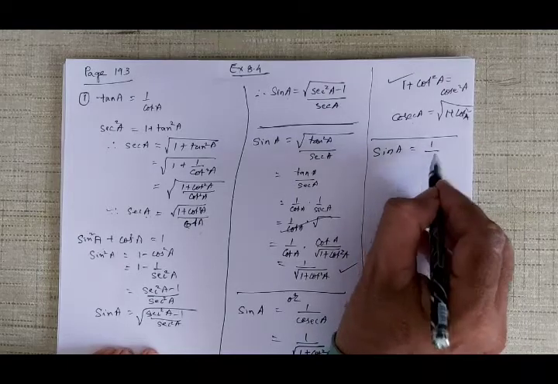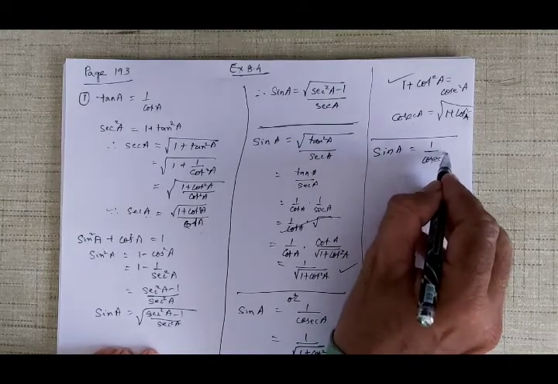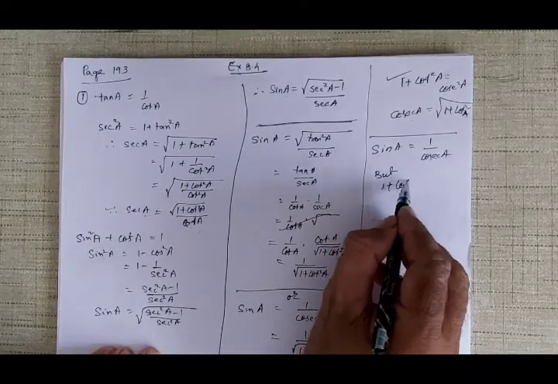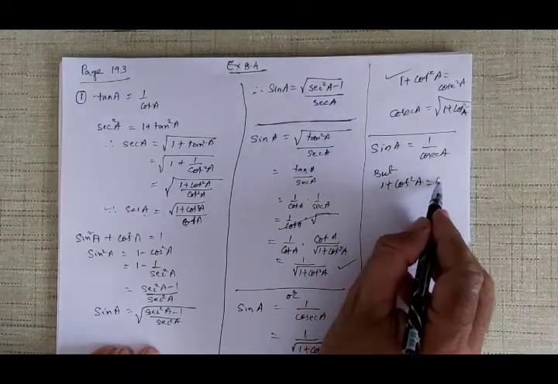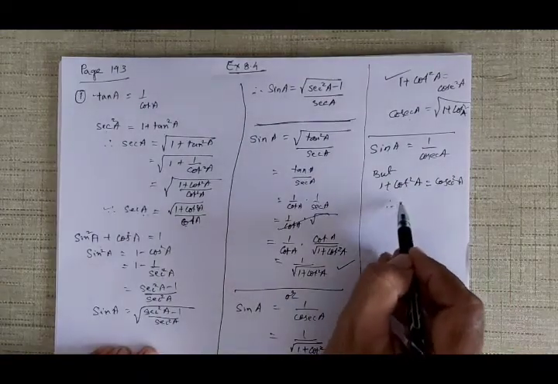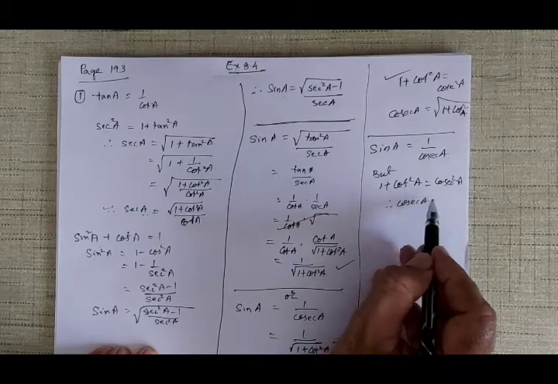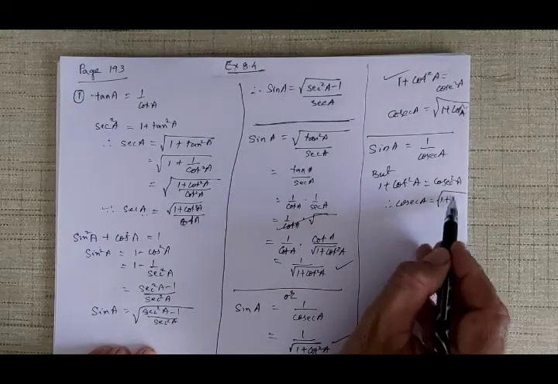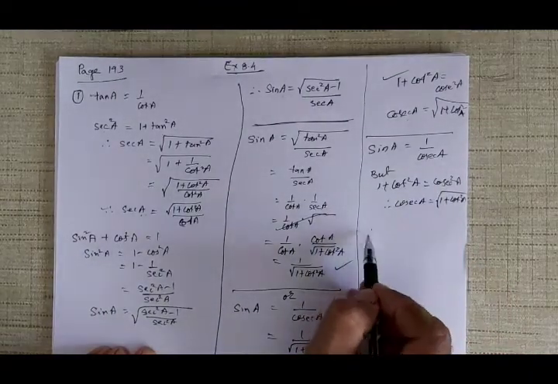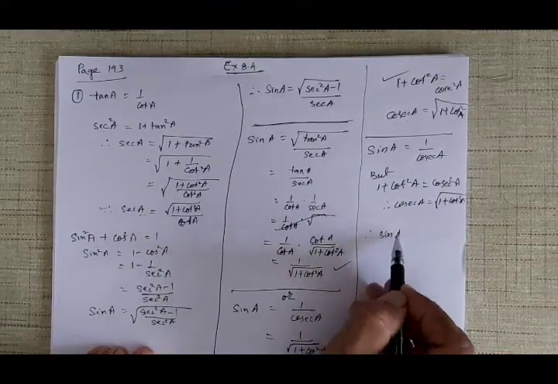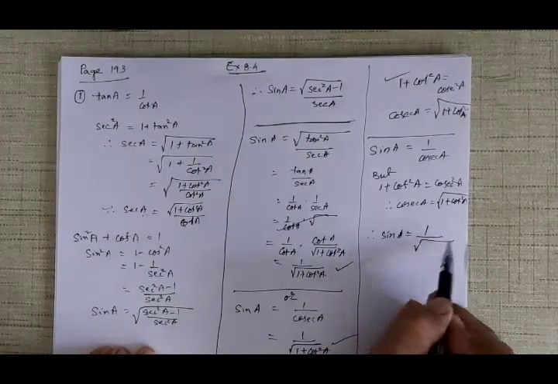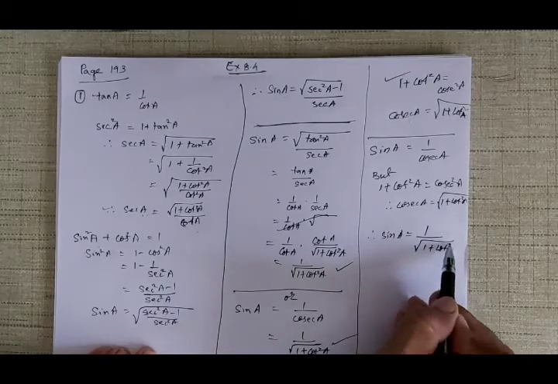Sine a is equal to the reciprocal of cosec a. But 1 plus cot square a is equal to cosec square a. Therefore, cosec a is equal to square root of 1 plus cot square a. So in place of cosec, I can write sine a is equal to 1 upon cosec a, and in place of cosec a, the square root of 1 plus cot square a.